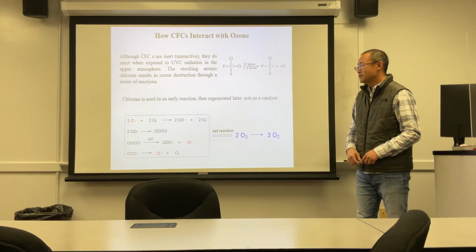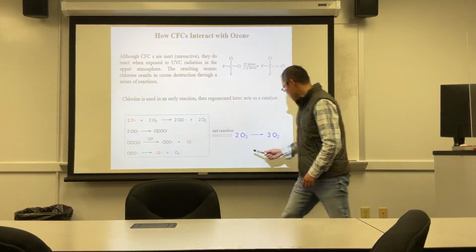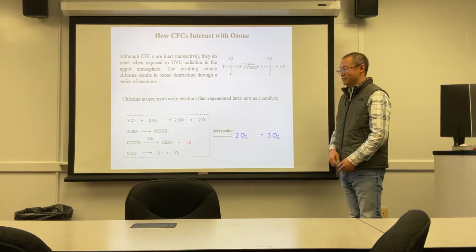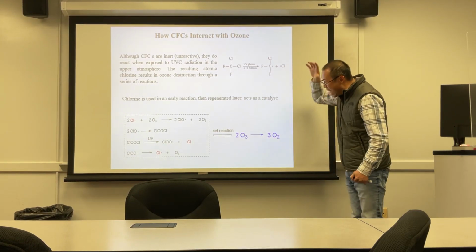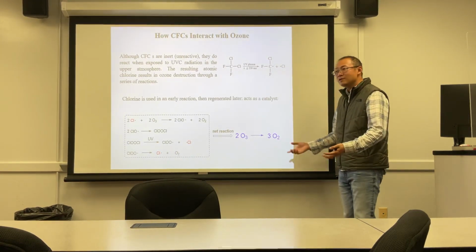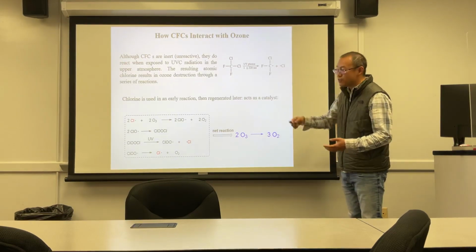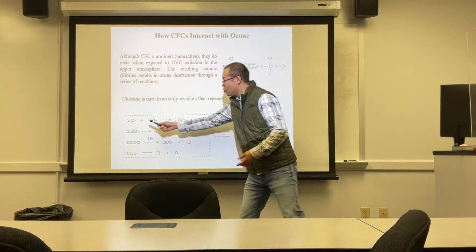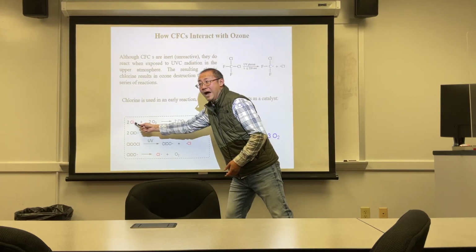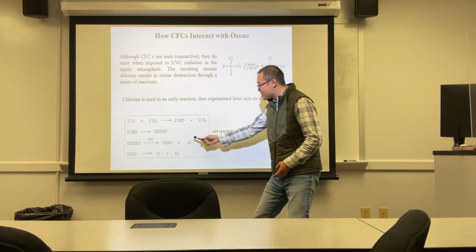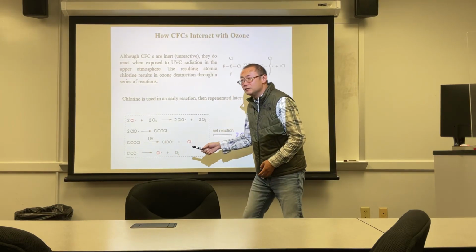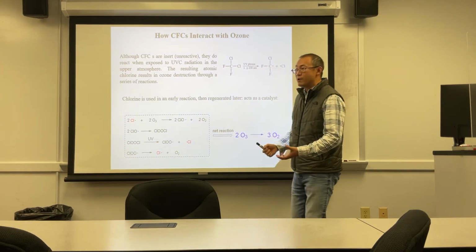this is what you get. 2 ozone becomes 3 oxygen. So it means chlorine helped ozone become oxygen. And what's worse, like we said earlier, we started with 2 chlorine atoms. Take a look at what happened. In the last 2 steps, these 2 chlorine atoms came back. They regenerate.